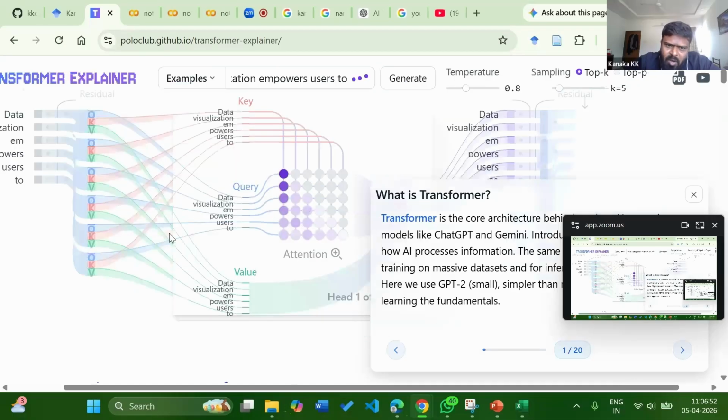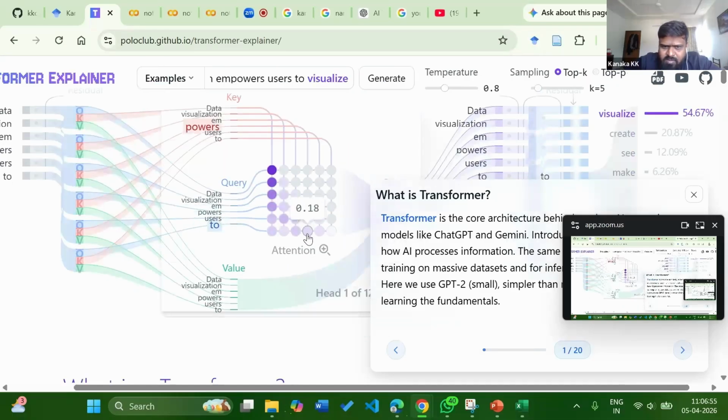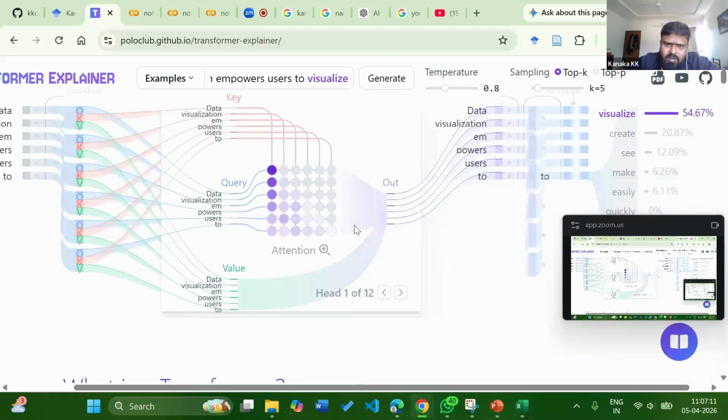How many combinations of dot products do we have to make? The total number of tokens is how many? 6 tokens are there, no? And for each of them we need 6, so 6 multiplied by 6 is 36. You can see here that 36 attention weights are there.